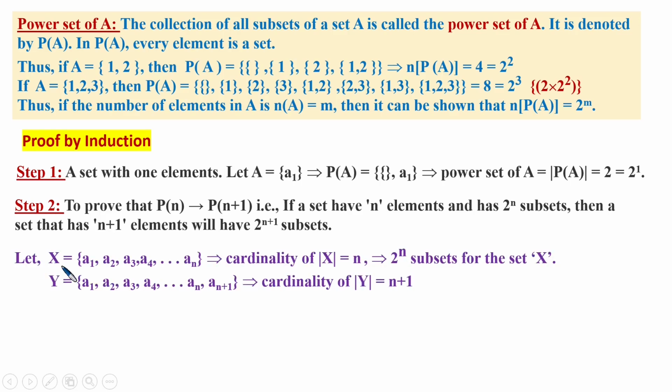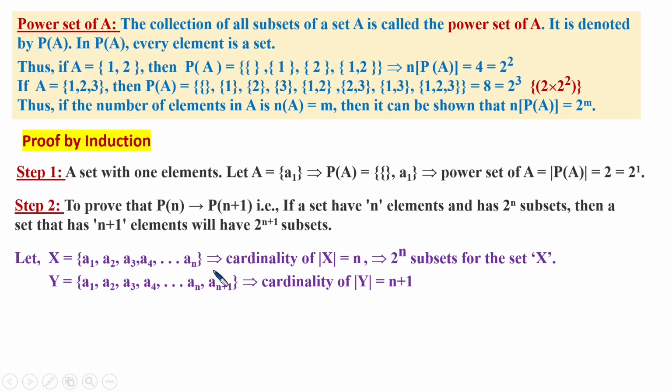Very simple. Let x be the set of n elements, a1, a2, up to an. Its cardinality, the number of elements, is n, and we are assuming that it has 2 to the power n subsets. So here we first assume this. Now I put in another element, the n plus 1 element, a subscript n plus 1. So one more element has been added, and now the cardinality is n plus 1. So what is the power set of x?